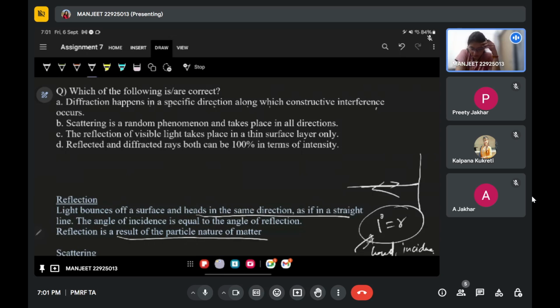So A is the correct answer. In the B part, scattering is a random phenomenon and takes place in all directions? Yes, scattering is a random phenomenon and it takes place in all directions.